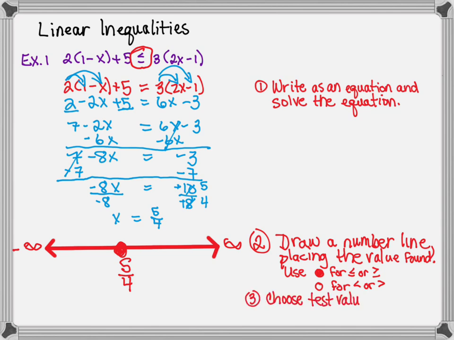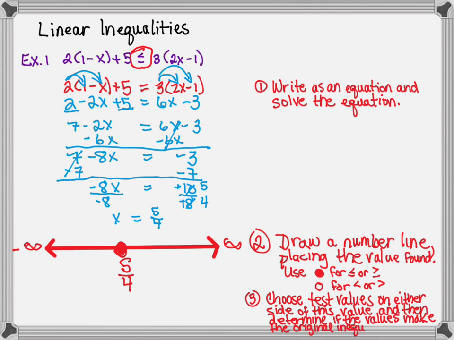Our next step, we're going to choose test values on either side of this value. And then we'll put the test values into the original inequality to determine which intervals the inequality is true or false for. So on the left of 5/4, I'm choosing 0. I could have chosen 1, but 0 is an easy number to work with. On the right of 5/4, I'm choosing 2. Again, 2 is an easy number to work with.